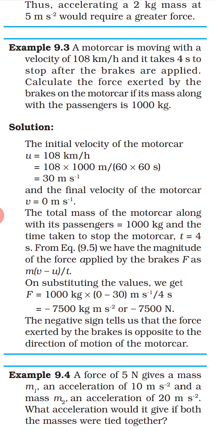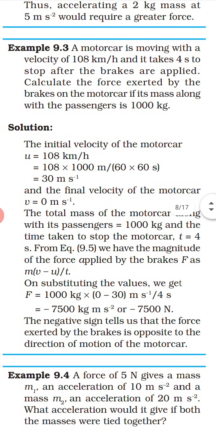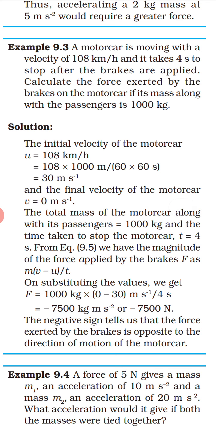ठीक. Now the initial velocity of the motor car is 108 km per hour. We have to change this into SI units, that is meter per second. 1 kilometer is equal to 1000 meters and 1 hour is equal to 60 into 60 seconds. This will come to 30 meters per second. And अब कार स्टॉप हो गई है, जो मोटर कार थी स्टॉप हो गई, that means final velocity is 0 meters per second. Now the total mass of the motor car along with its passenger is equal to 1000 kg and the time taken to stop the motor car, t, is equal to 4 seconds.